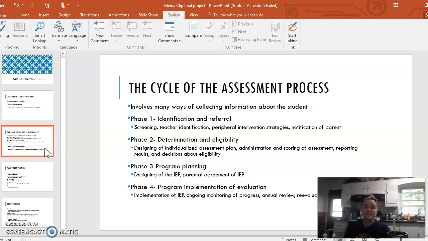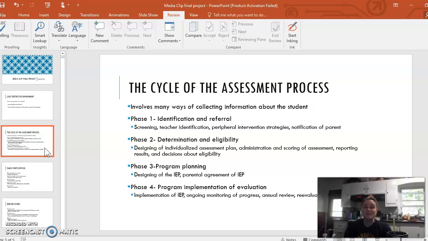So next is the cycle of the assessment process. It involves many different ways of collecting information about the student. It's really important that teachers look at this when finding out what's going to benefit the student in the creation of their IEP. So phase one is identifying the student and the referral. This is screening the student, teacher identification, intervention strategies, and notifying the parent that this whole process has started for the student.